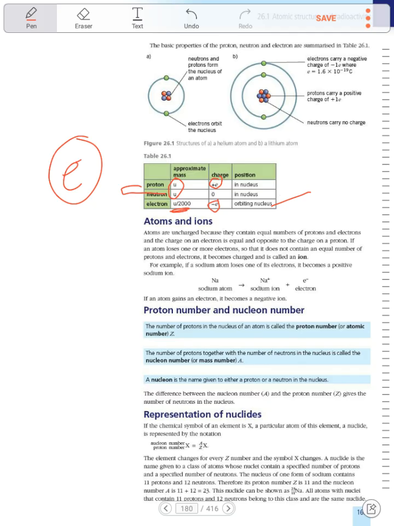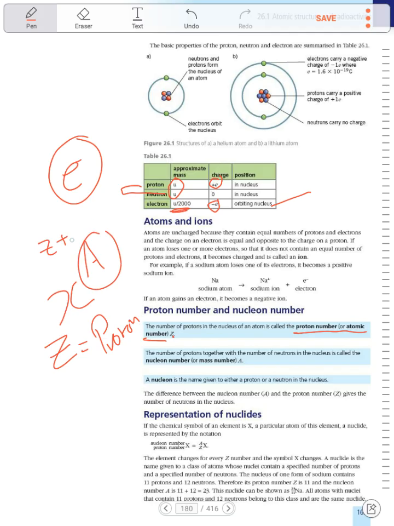We know that the electrons are orbiting the nucleus. Any element can be written like this: Z and A. What are these? Z is the proton number or atomic number, which is the number of protons inside the atom. A is the number of protons and neutrons inside the nucleus, which is the nucleon number or mass number. A nucleon is the name given to either proton or neutron.